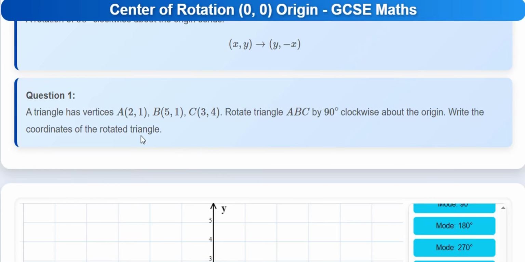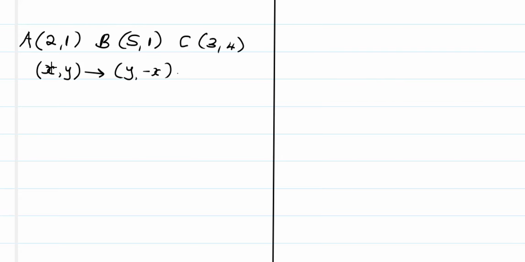You're told a triangle has vertices A (2, 1), B (5, 1), and C (3, 4), and then rotate the triangle ABC 90 degrees clockwise about the origin, and write the new coordinates of the rotated triangle. The first step, let me copy these original coordinates on my board. So now we have the original coordinates. To get the new coordinates of the rotated triangle, we need to apply this rule here.